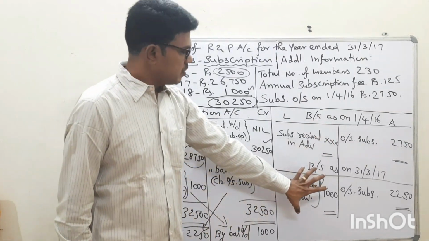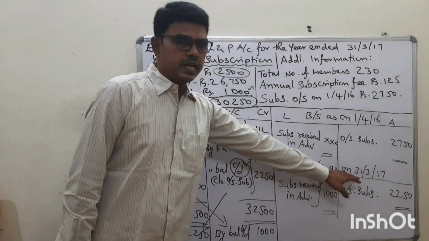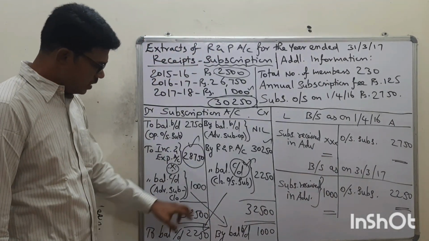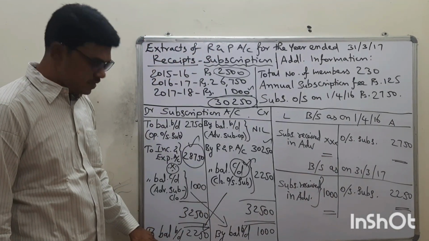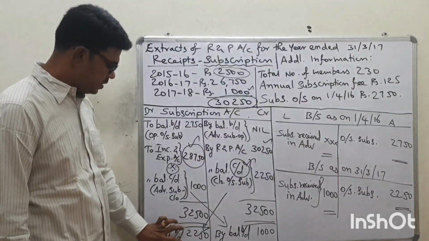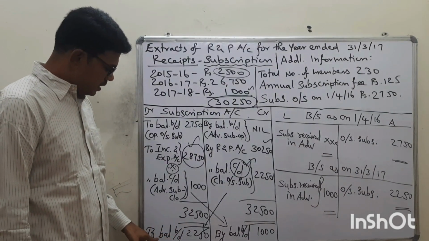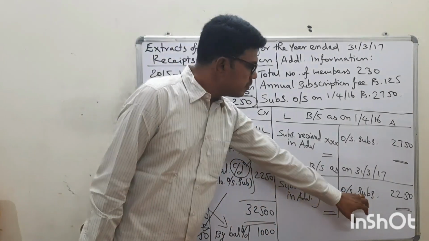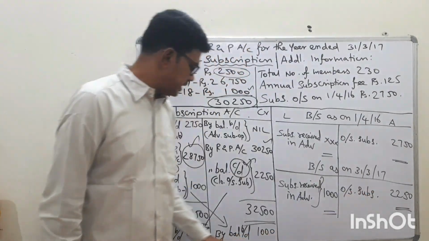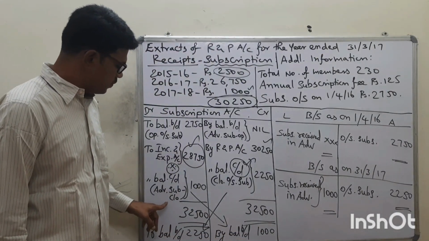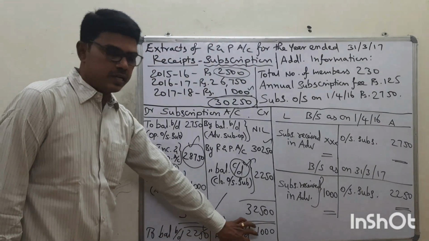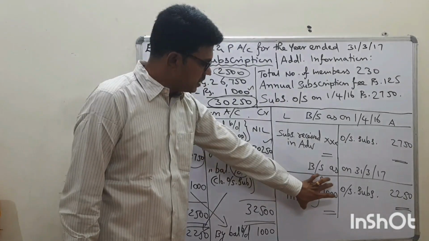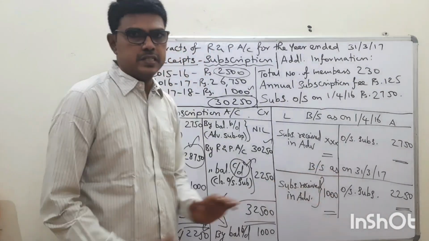Like that, we are going to show the values in the current year balance sheet, balance sheet as on 31st March. Balance brought down must be considered as an asset. This is the asset. Outstanding subscription at the end of the year will be reflected in the asset side. Advance subscription at the end of the year will be shown in the liability side of the current year balance sheet.